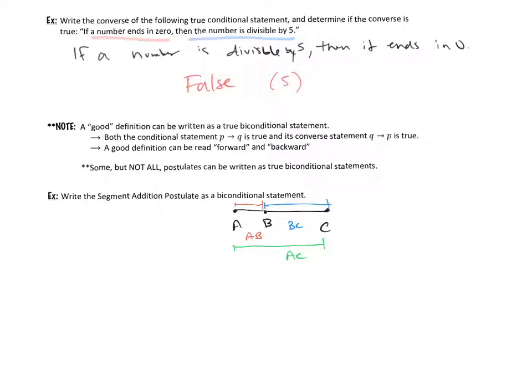So we could write this as a statement: AB plus BC equals AC, if and only if point B is between points A and C. Because I can say that those two segments add to equal the total length if B is between them. And I can also say if B is between them, that those two segments add up to be the total.